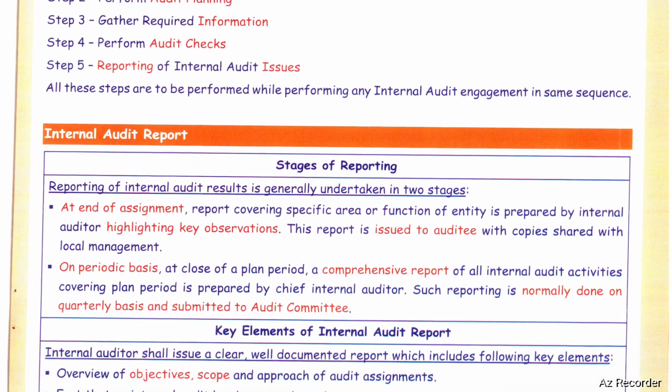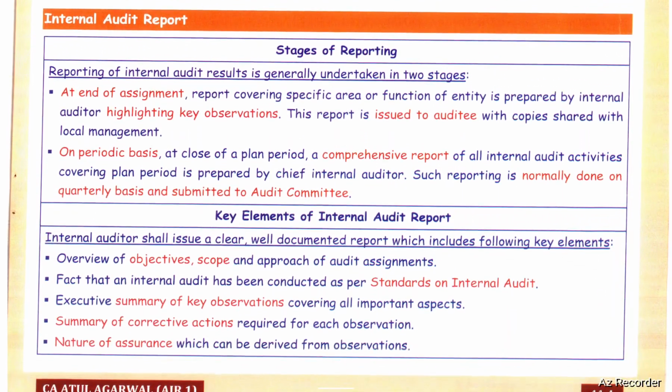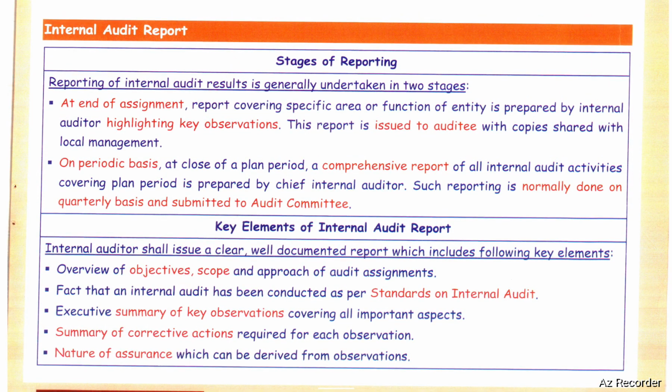Internal audit report. Stages of reporting. Reporting of internal audit results is generally undertaken in 2 stages. At the end of assignment, a report covering a specific area or function of the entity is prepared by the internal auditor, highlighting key observations. This report is issued to the auditee with copies shared with local management. On a periodic basis, at close of a plan period, a comprehensive report of all internal audit activities covering the plan period is prepared by the chief internal auditor. Such reporting is normally done on a quarterly basis and submitted to the audit committee.